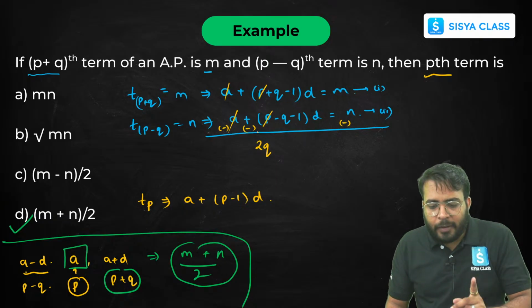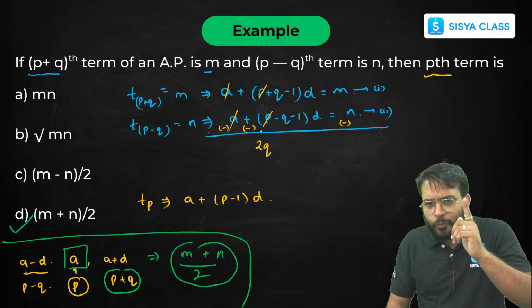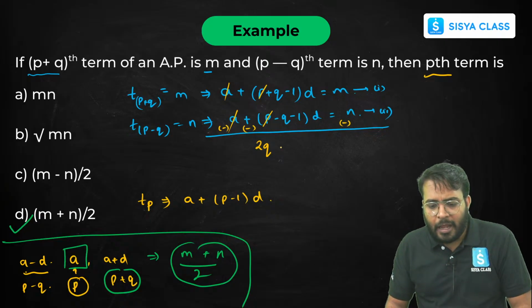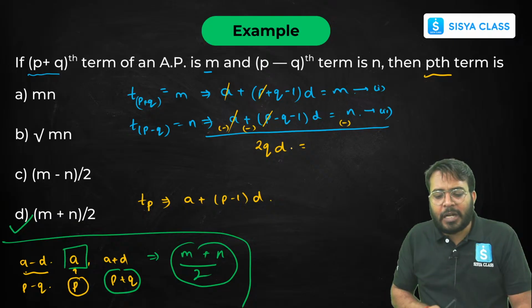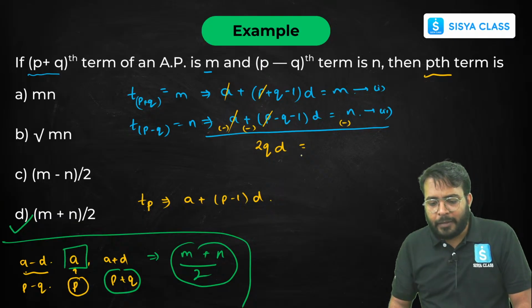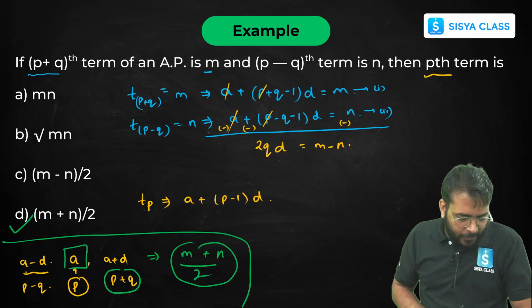And here, minus into minus 1 will get plus 1. So minus 1 and plus 1 will get cancelled. And in multiplication I am having d. So by solving you will get 2qd. That is nothing but m minus n.